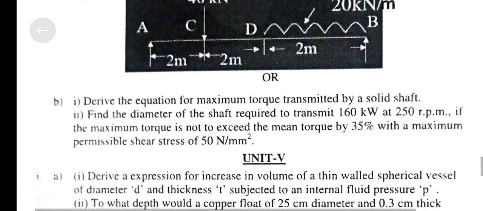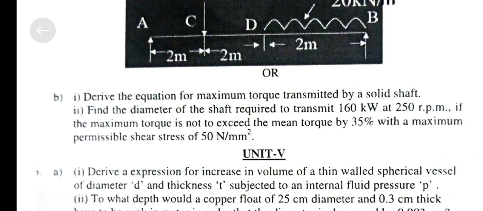B. Derive the equation for maximum torque transmitted by a solid shaft. Find the diameter of the shaft required to transmit 160 kW at 250 rpm if the maximum torque exceeds the mean torque by 35%, with a maximum permissible shear stress of 50 N/mm².